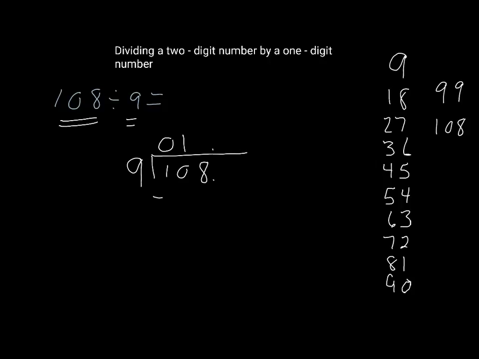So now we subtract 9. That leaves us with 1. We bring down the 8. And now we look over at our times tables here, and we see that we have 18 here. So we subtract 18, and that leaves us with 0. And we did that with 2. Okay?